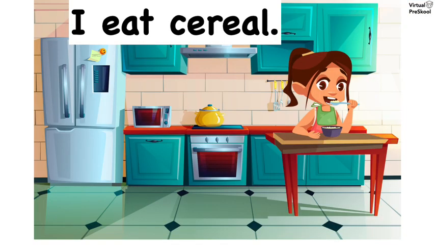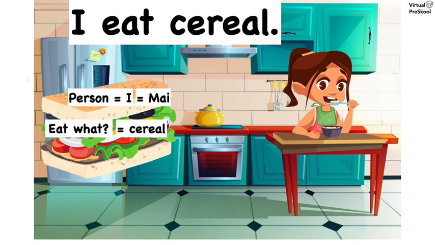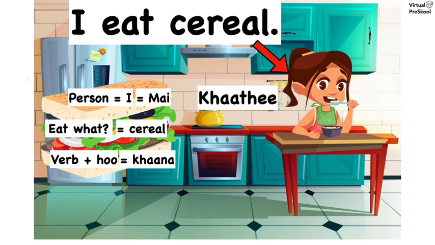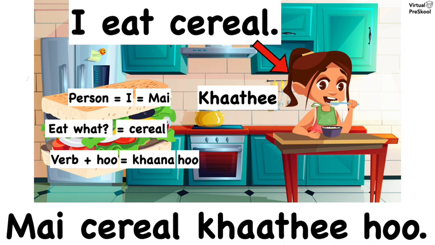Let's do another one. I eat cereal. Here's your sandwich. We start with the person that the sentence is about. I. And what is I in Hindi again? मैं. Next, what is she eating? Cereal. And last is the verb plus whom. The verb is khaana, and we have to change it and add a new ending. This is a girl, so what would the new verb be? Khati. And don't forget about whom. So now put it all together. We have मैं cereal khati हूँ.